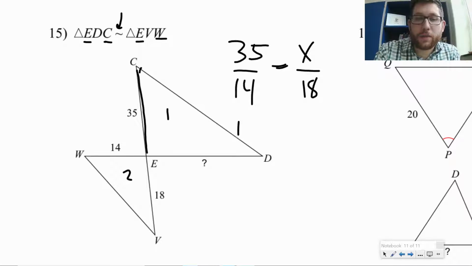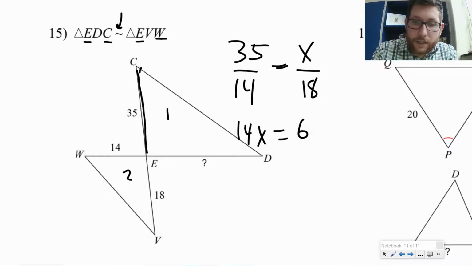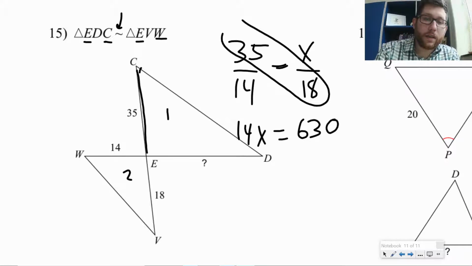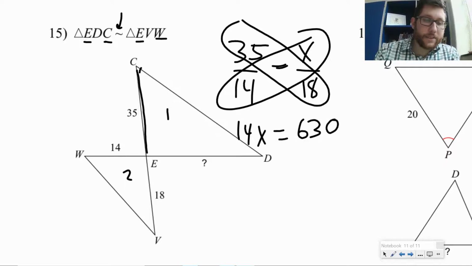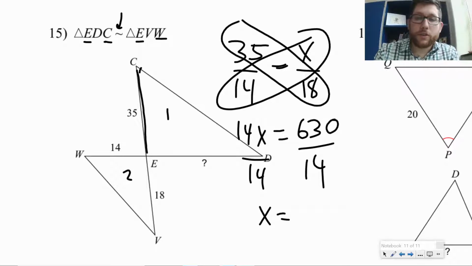So let's cross multiply. So I get 14x is equal to, let's see, that's going to come out to 630, 18. And again, we're cross multiplying here. 18 times 35 is 630, 14 times x is how I'm getting that. All right, I'm going to divide by 14 on both sides. So x, that comes out to equal 45 as a final answer.